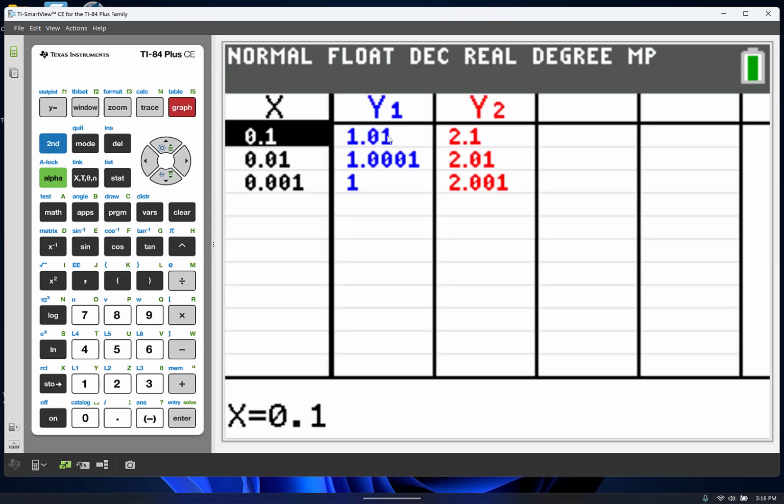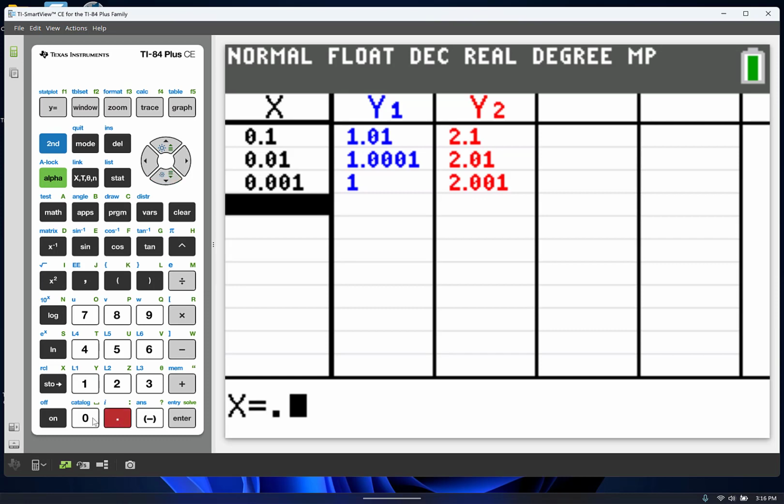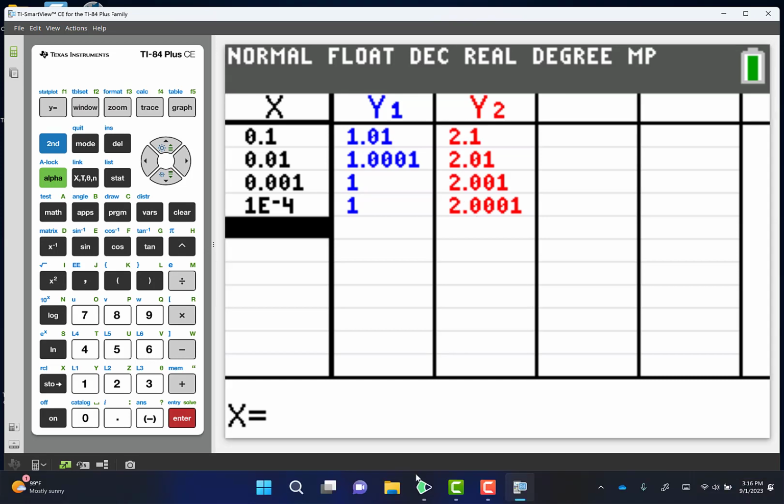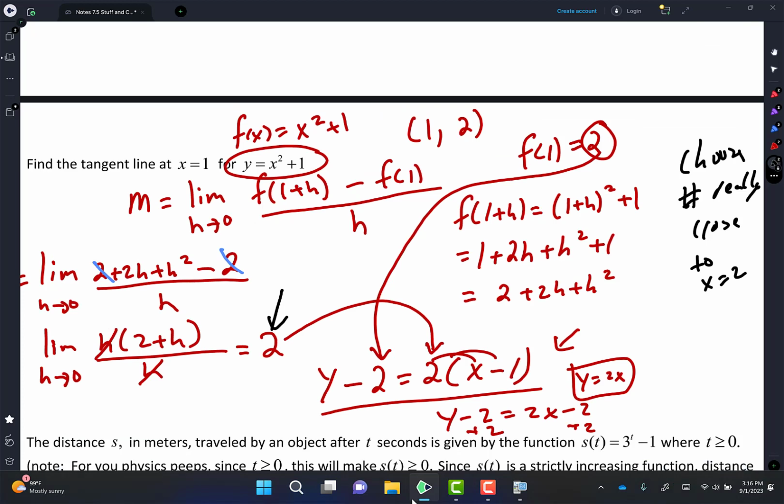All right, check it out guys. 0.1, 0.01, 0.001. Look what's happening to my y2. Do you guys see that? 0.0001, enter. Do you see how we're getting closer and closer to the value of 2? And by the way, that's not the original one that I wanted to show you guys.